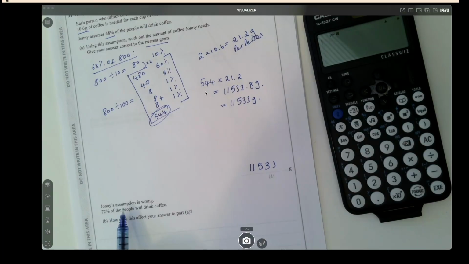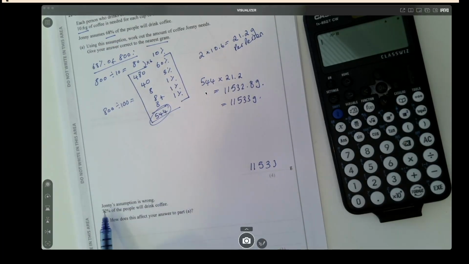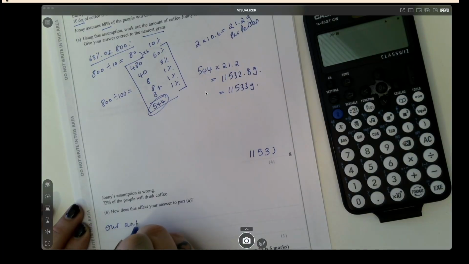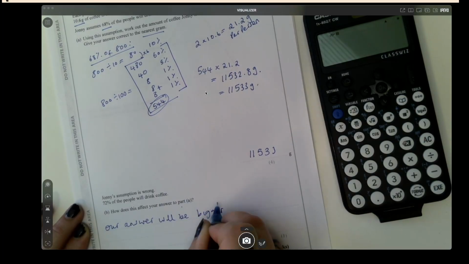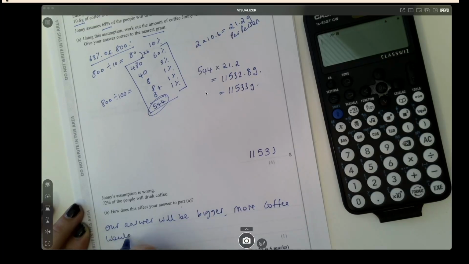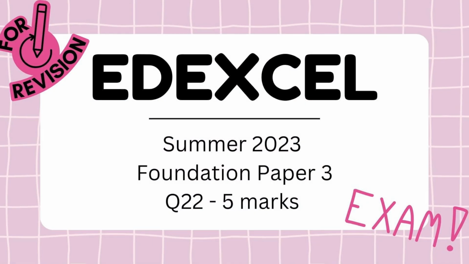Okay, Johnny's assumption is wrong. 72% of the people will drink coffee. How does this affect your answer to part A? Well, we were working out 68% of people. 72% is more, so our answer will be larger. So it will be bigger, more coffee would be needed. She's just simply explaining what's going to happen with that change in the percentage there.